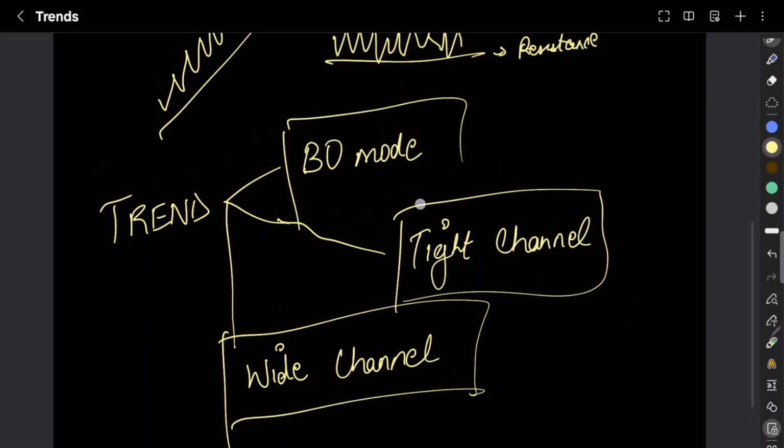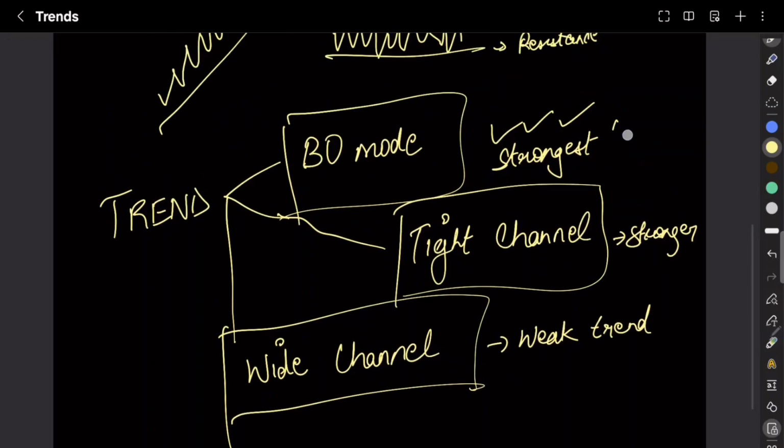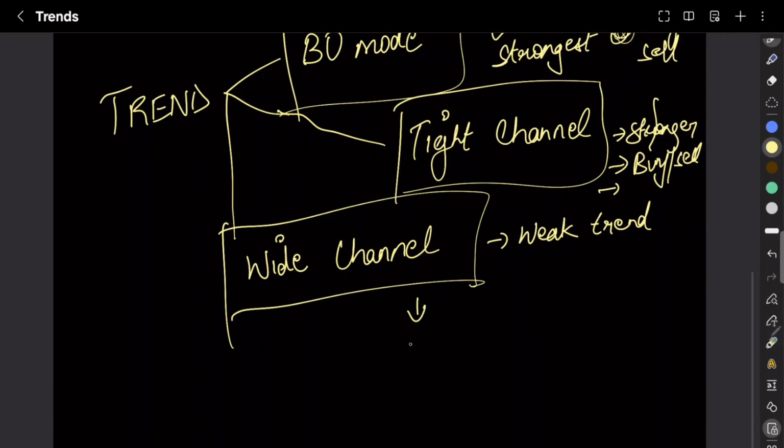Okay, the most strong one is the breakout mode. This is the strongest. This is a little less strong, and this is essentially a weak trend. It is still a trend, but it's a weak trend. So in breakout mode it will give you only opportunities to go with the trend, so buy or sell, right? In a tight channel it will most likely still give you opportunities for only buy or sell according to the trend, but it still might have minor moves on the other side. But in a weak trend it might give you chances to trade both sides, right? So we're going to look at that today.